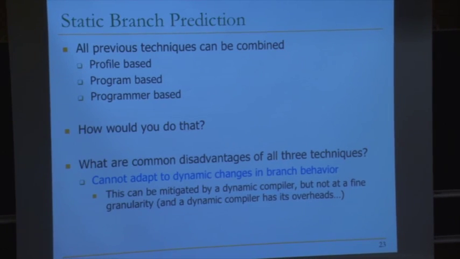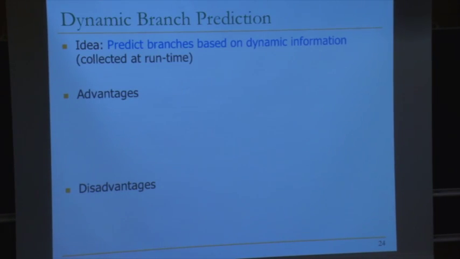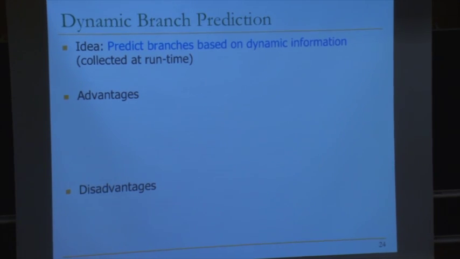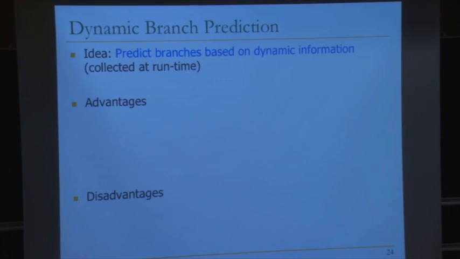Okay? Okay, that's the idea of dynamic branch prediction. Basically, predict branches based on dynamic information that the hardware collects at runtime. Let's cover the advantages. Now you can actually do the prediction based on the history of the execution of branches. You can collect the history of an individual branch or across different branches, and we will see the benefits of both in this lecture.